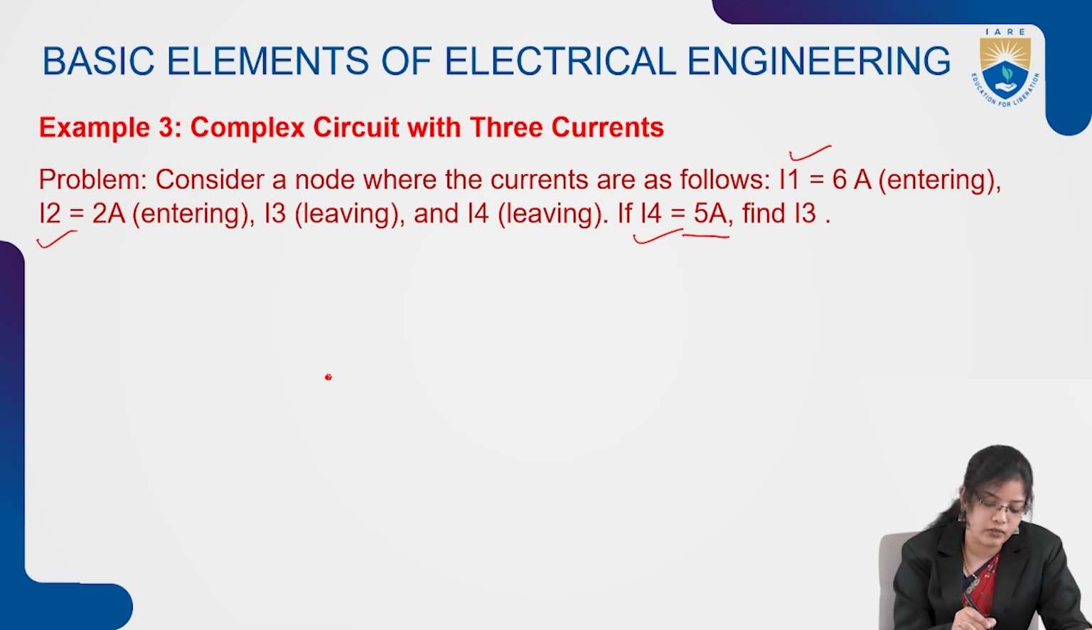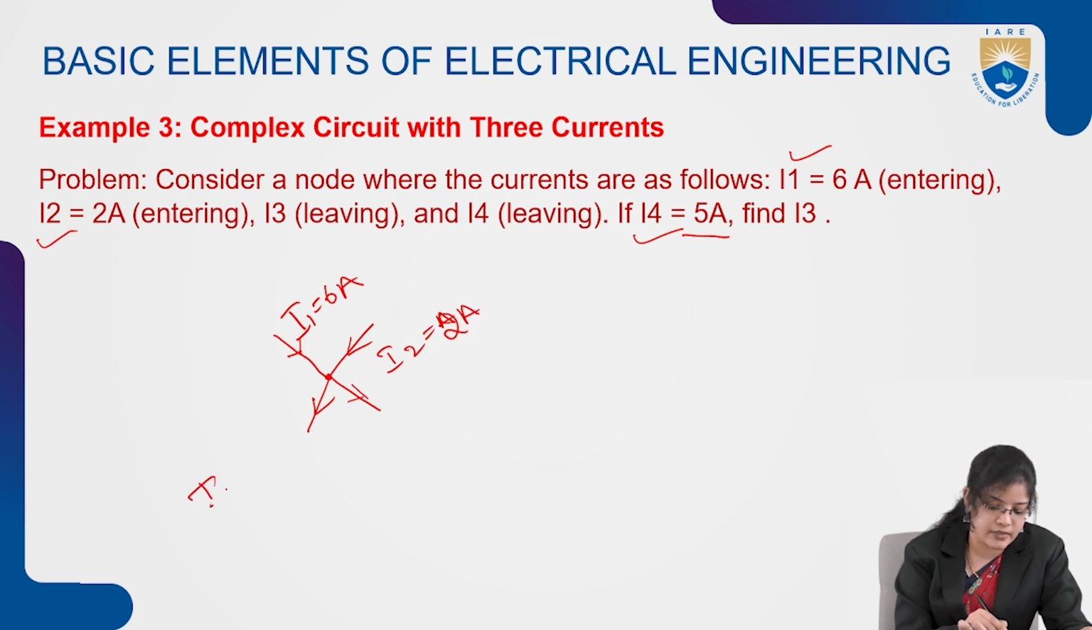Here for a node, four elements are connected. First, I1 is taken as entering, then I2 is also taken as entering, I3 is leaving out of the junction, and I4 is also leaving out of the junction. So I1 is taken as 6 amperes, I2 is 2 amperes, I3 we have to find, and I4 is taken as 5 amperes.